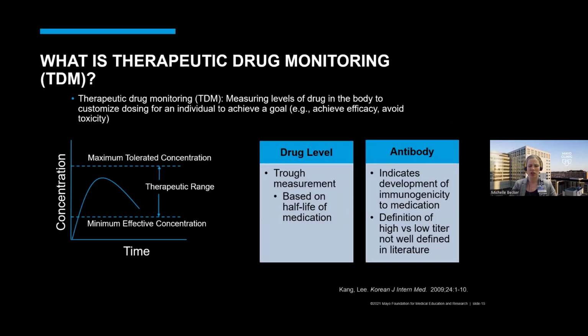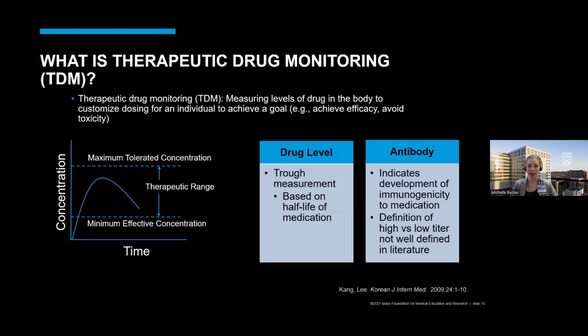Maximum tolerated concentration does not necessarily come into play much with our medicines, as there's a wide therapeutic range. We look at both the drug levels, that trough measurement, and keep in mind that these medicines have a long half-life, so a patient needs to be on a medicine for a while before we're going to have consistent trough measurements. And then we're also looking at antibodies with our laboratory tests, which can render a medication not effective if it is neutralizing the medicine levels.